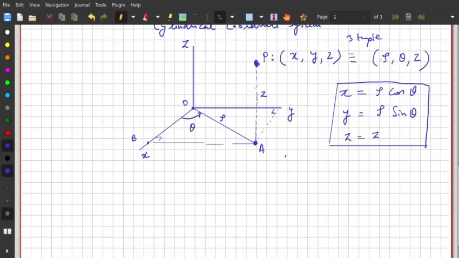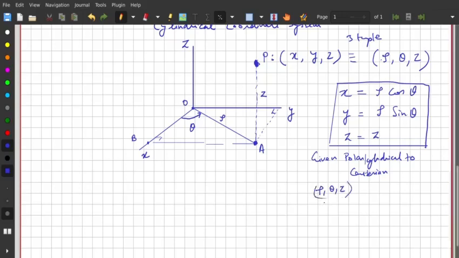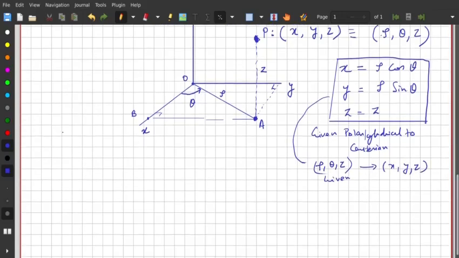We can write the reverse transformation. So let's write the inverse transformation. This is given polar or cylindrical to Cartesian. Rho, theta, z are given, and using these equations we can find x, y, z. Okay, let's write the inverse transformation.